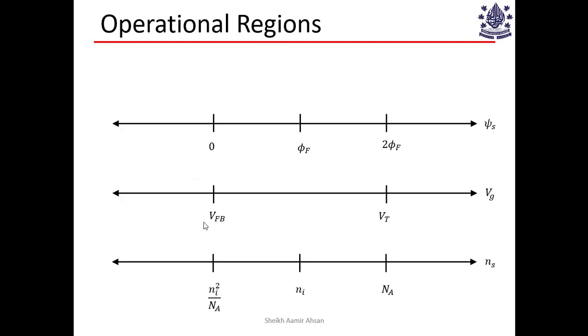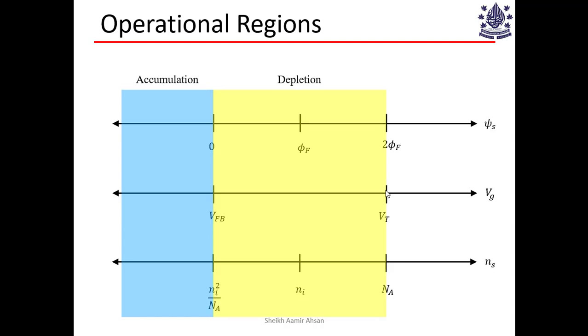If you have your surface potential less than zero, that is when your gate voltage is less than flat band voltage, you identify that area as accumulation because you'll have more holes piled up near the surface. And once you increase your surface potential beyond this point, more than zero, or you increase your VG more than flat band voltage, all the way to the threshold voltage, you call it the depletion region.